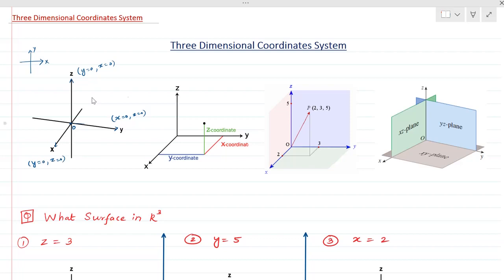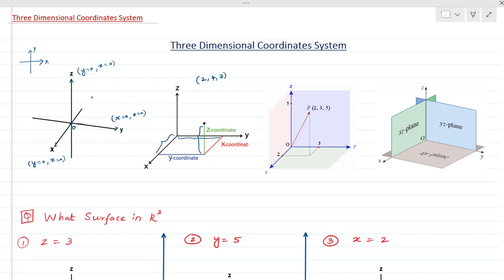Now we are talking about the points. How will you write the x and y coordinate? This is the x coordinate, and this is the y coordinate, and the top part is the z coordinate. How will you write the value? Suppose you get here 2 comma 4 comma 3.